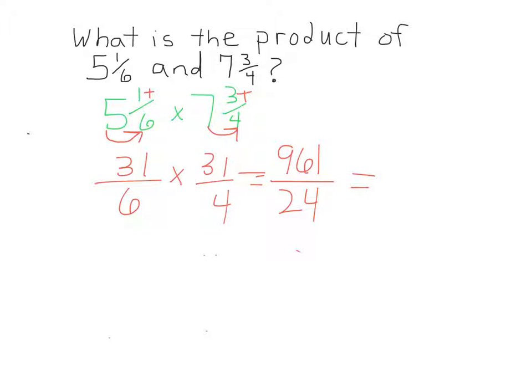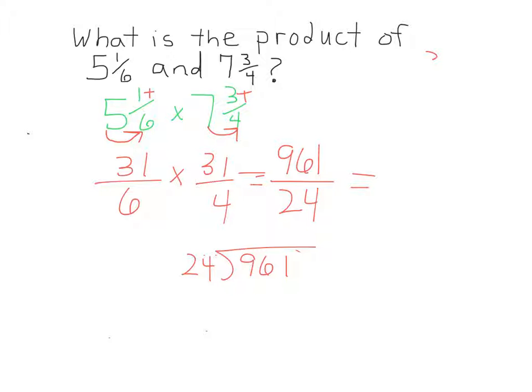So when I multiplied out 31 times 31, I got 961, and 6 times 4 is 24. Now I need to turn this back into a mixed number again. So I need to do 961, my dividend, divided by 24, my divisor.